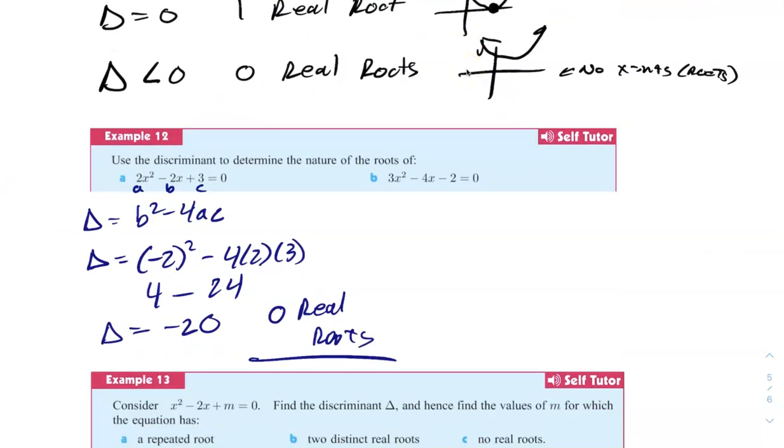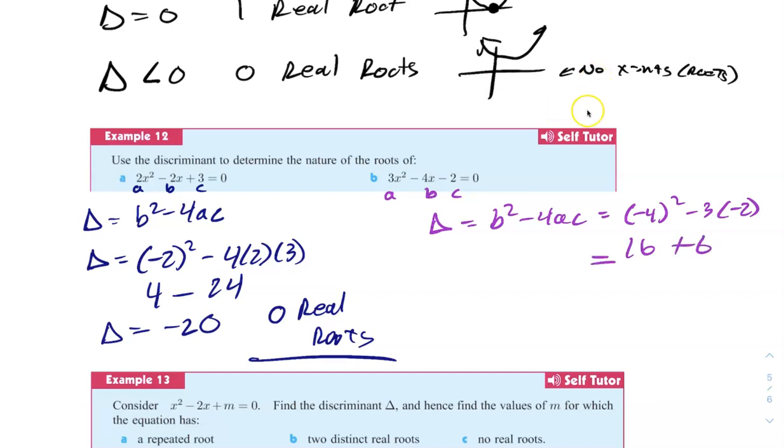So we're gonna do the same thing here. My a would be there, my b would be there, my c is there. So this guy would be negative 4 squared minus 3 times negative 2. So 16 plus 6, which is 22. I already know it's positive, so it's 2 real roots. Like that.